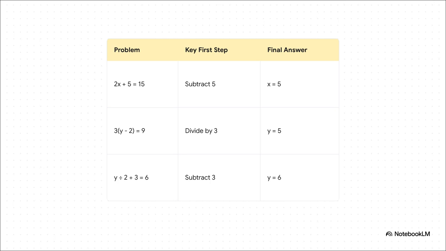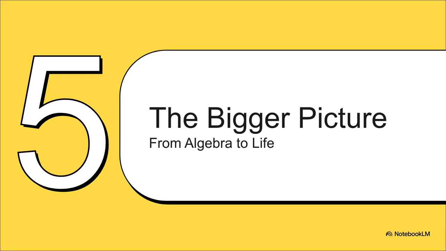For 2x plus 5, the addition of 5 is undone before the multiplication. For 3 times the quantity y minus 2, the multiplication by 3 is undone before we deal with what's inside the parentheses. This strategy of working from the outside in is the real key to mastering these puzzles. So let's just zoom out for a second. We started with an ancient dream and ended with a modern math problem.